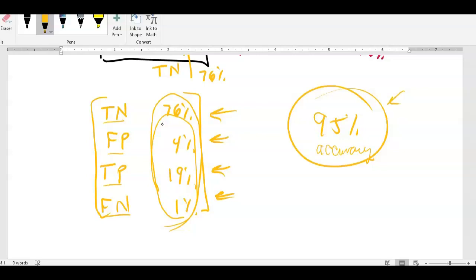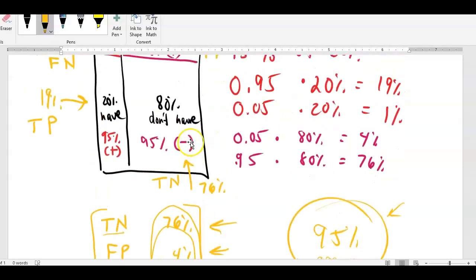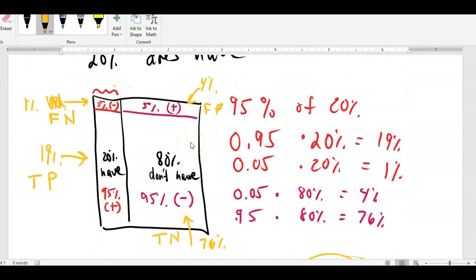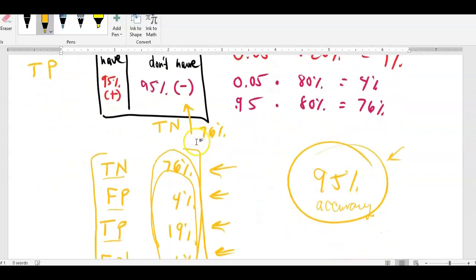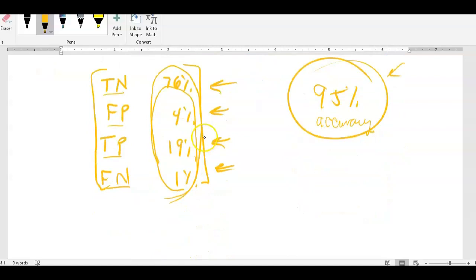And these percentages are about the people, this collection of people. Maybe it's 10,000, maybe it's 1,000,000, maybe it's whatever number you can imagine. In the long run, 76% of them are going to be true negatives. 19% of them are going to be true positives. Great. But 4% are false positives and 1% are false negatives. Those are the issues, the falses, based on this 95% claim.